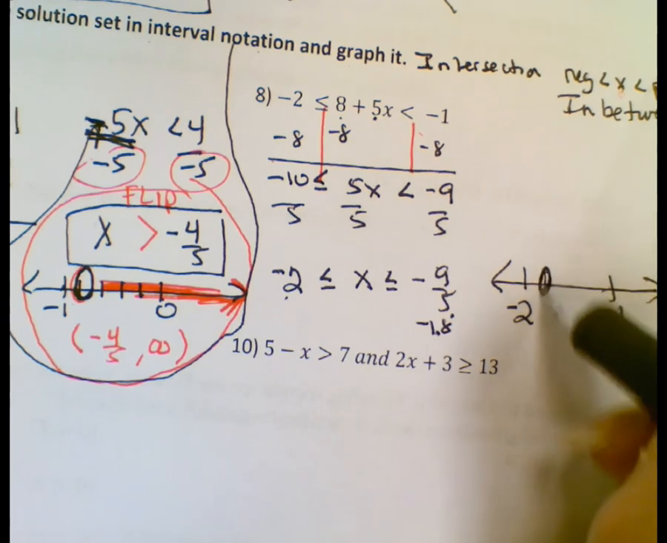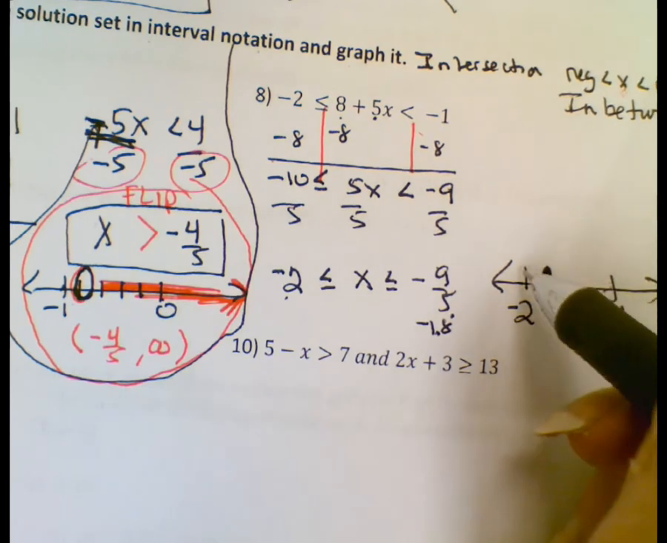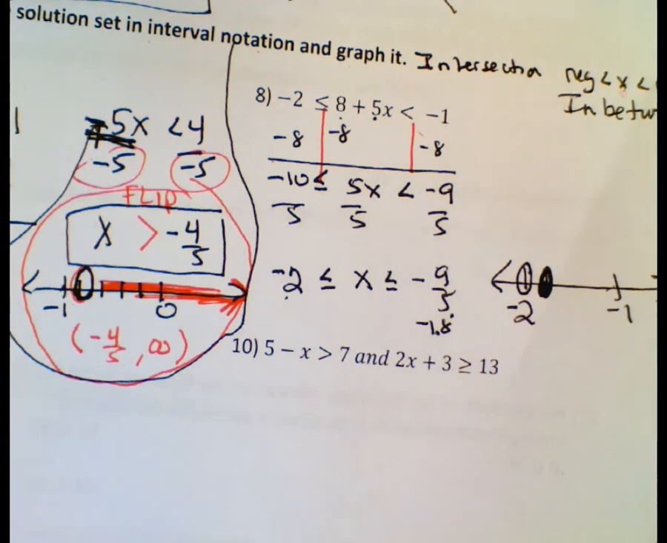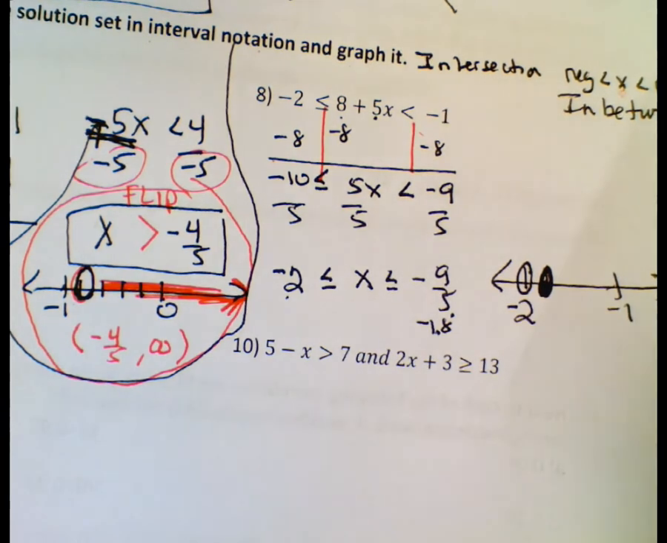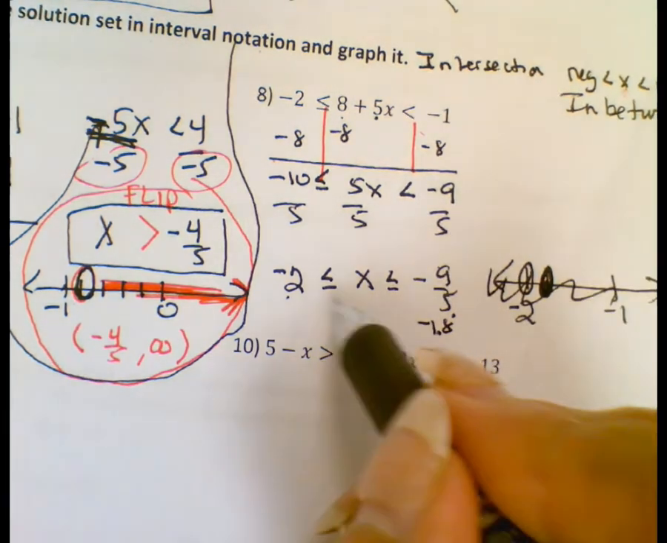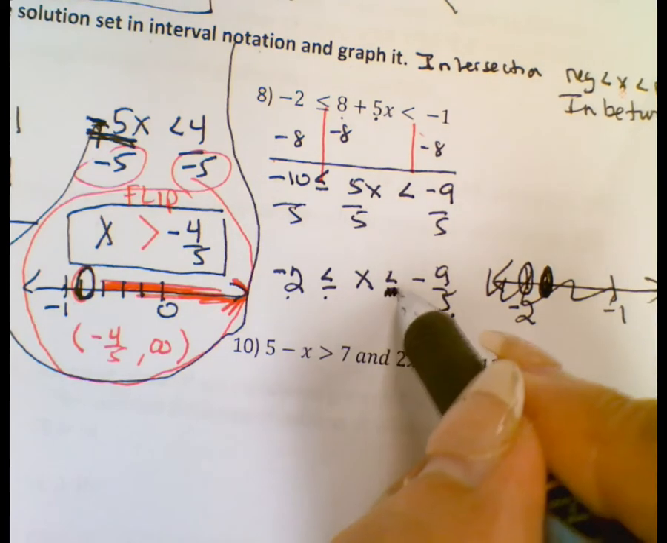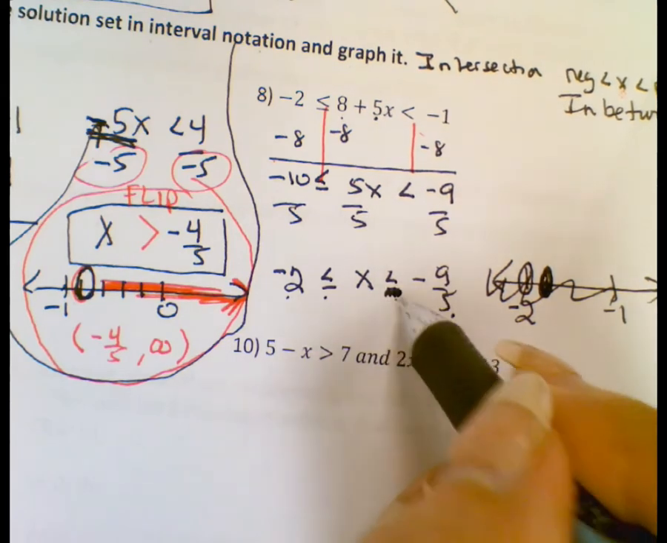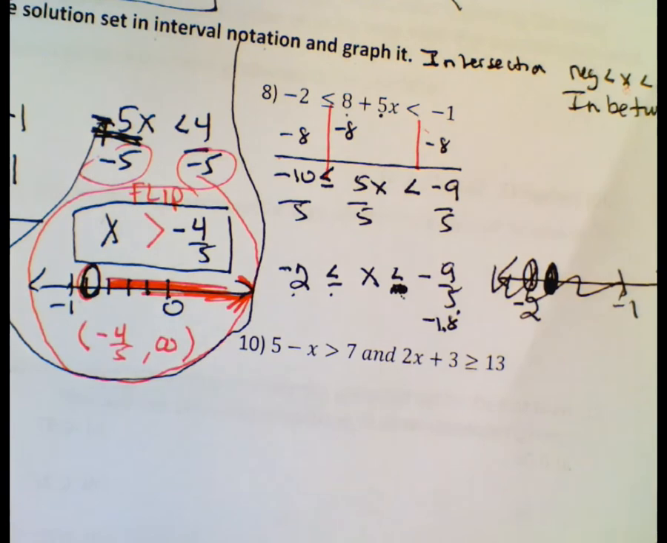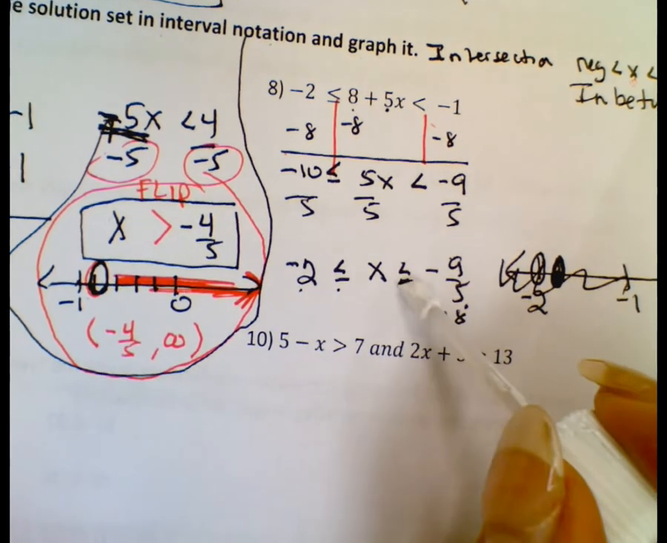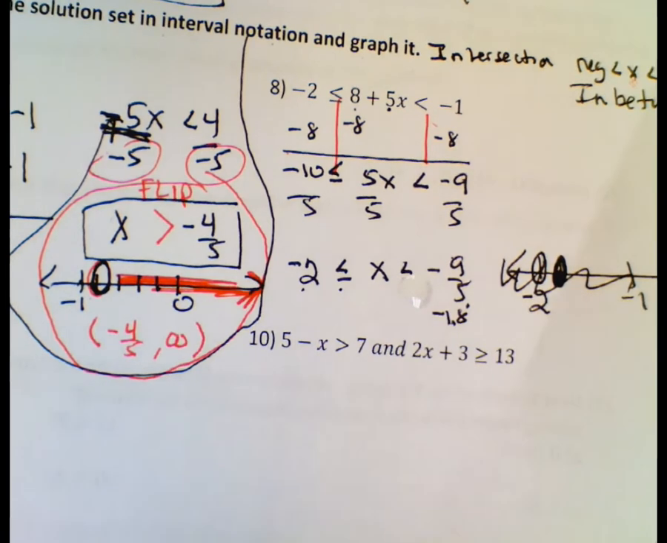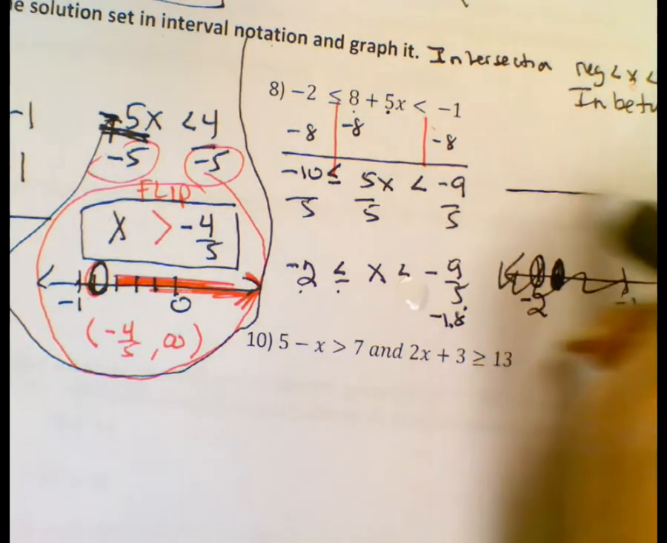So you have negative 1.8, which is really close to negative 2, but then you have an open circle on negative 2. Wait, I'm backwards. Sorry, let me redo this. Oh, there's no equal here. Sorry, guys, there's no equal there. I got to wipe that out. Let me get rid of this and graph this again.